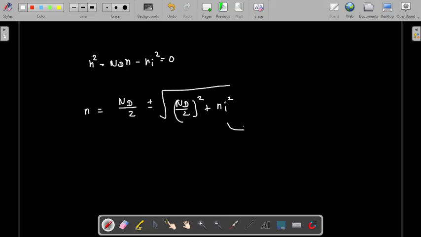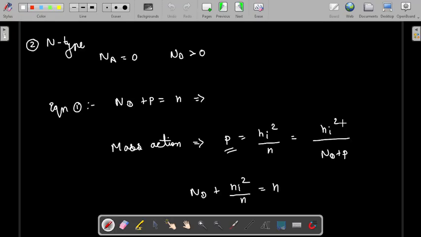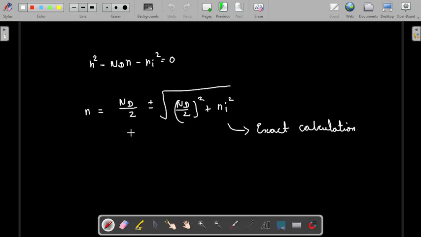So this is the exact calculation. If you use this formula, then you will be able to get the exact value, not the approximation formula. In the previous mass action law also you can apply, but if we have to get the exact calculation, then we have to follow this formula. So if they give Nd and Ni and ask to calculate the majority or minority charge carrier, you have to use this formula to find the majority charge carrier first, and then apply the mass action law, that P is equal to Ni square divided by N. This is how we find the majority and minority charge carrier in the different types of semiconductor.